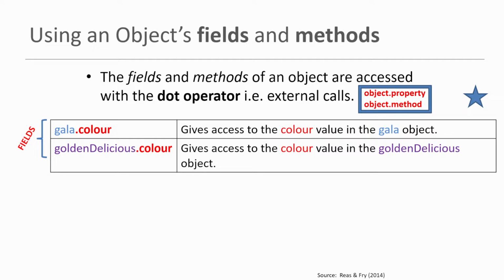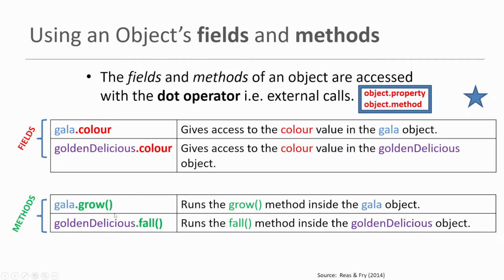That is dangerous, so I'm putting that in with kind of a warning. The grow here runs the grow method inside the Gala object, so that is going to, you expect, possibly change the weight and the colour. And Golden Delicious is fall, so sorry, they're two different objects with the same fields but different values. Here, the methods will have a different effect because they're acting using different values, and the same with fall.